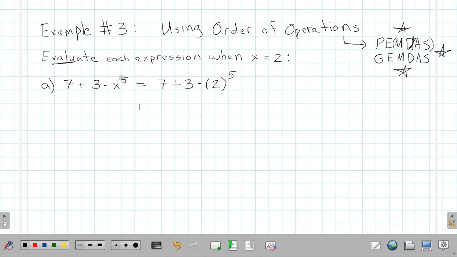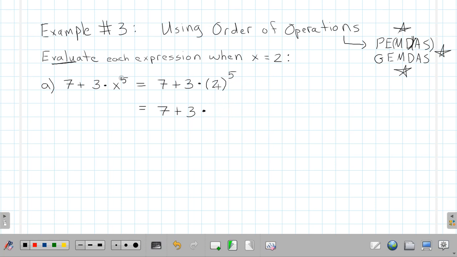Okay, and now after we do that, it is just straight order of operations. So we go through. Do we have any parentheses or grouping symbols? Well, yeah, we have parentheses here, but the only thing in the parentheses is the number 2. We can't simplify that any further, so we go on to the next thing. Are there any exponents? That's what the E in PEMDAS means, or the E in the order of operations. Well, yeah, we have an exponent right here. So we're not doing anything with the 7. We're not doing anything with the 3. But we have to do the 2 to the fifth power first.